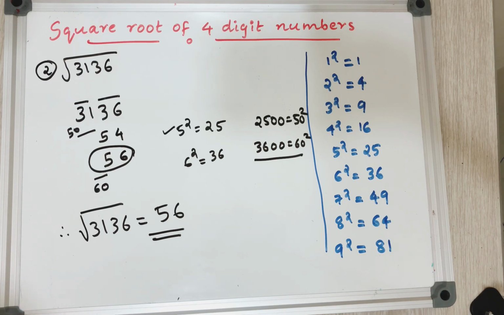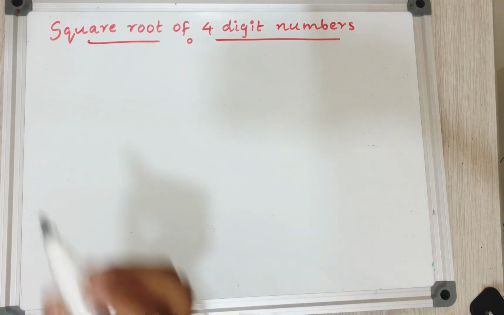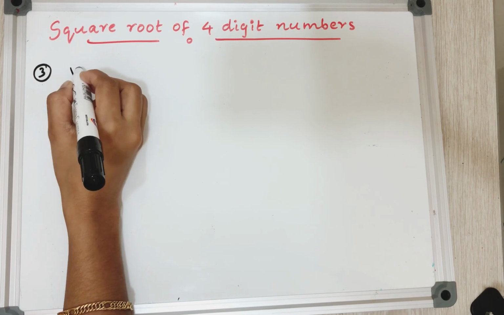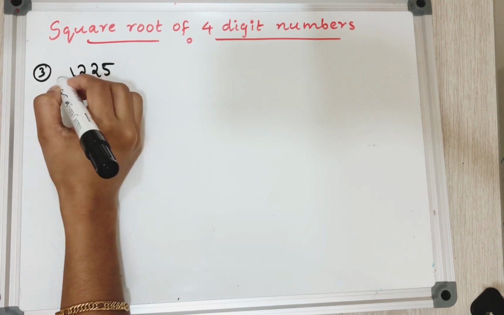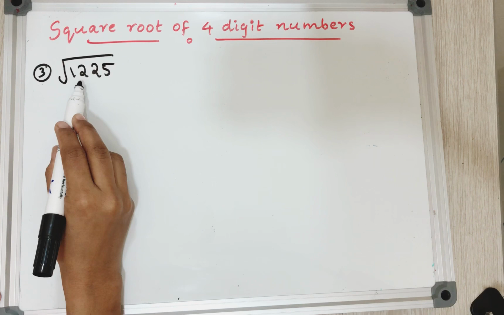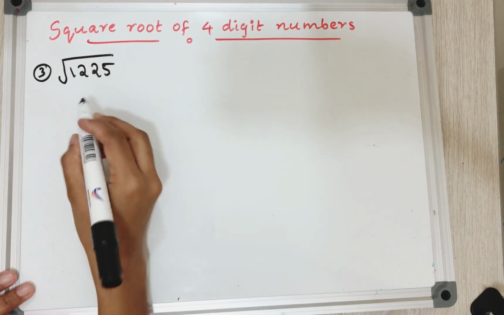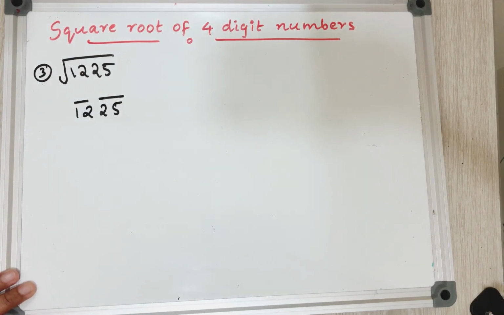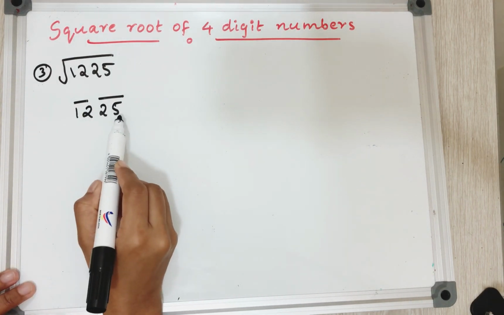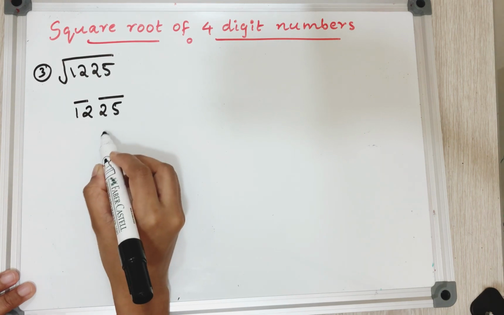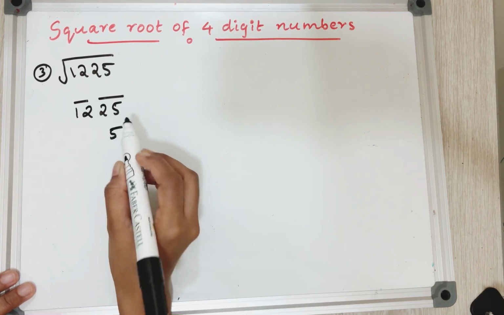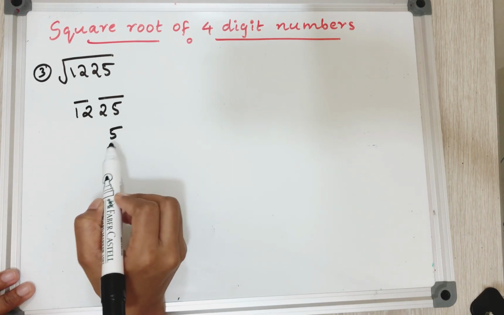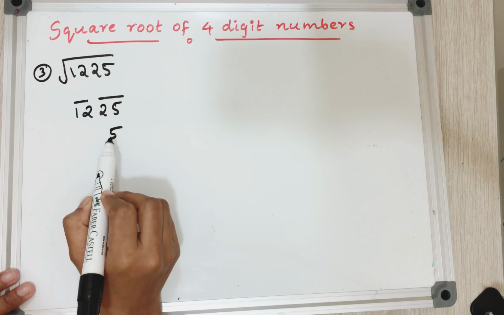Okay, we can see next example. Third one, consider 1225. We have to find the square root of 1225. See, we can pair the last two digits and the first two digits. Here the perfect square ends with a 5. Therefore, the square root also will end with the 5. Only the number 5 has the perfect square that ends with a 5. So, the only possibility here is a 5.